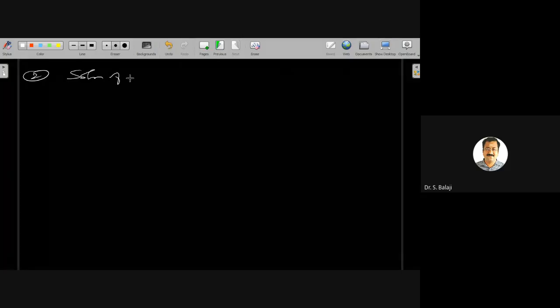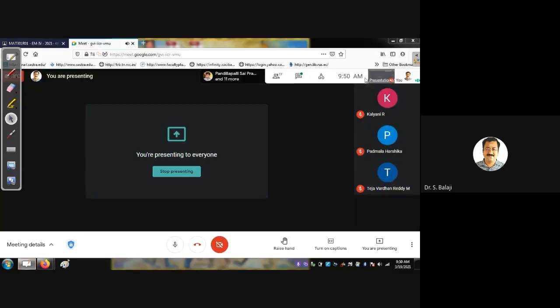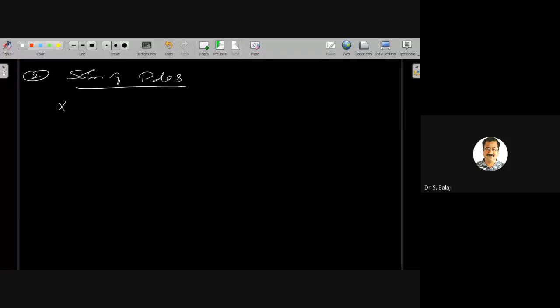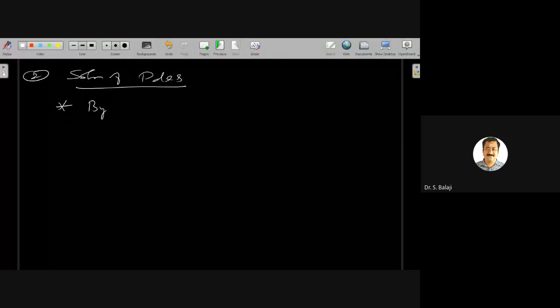And then the second concept we consider is the solution of PDEs. First, we concentrate on direct integration. These are simple procedures. Direct integration is the first one, and then the second one is first order non-linear PDEs.